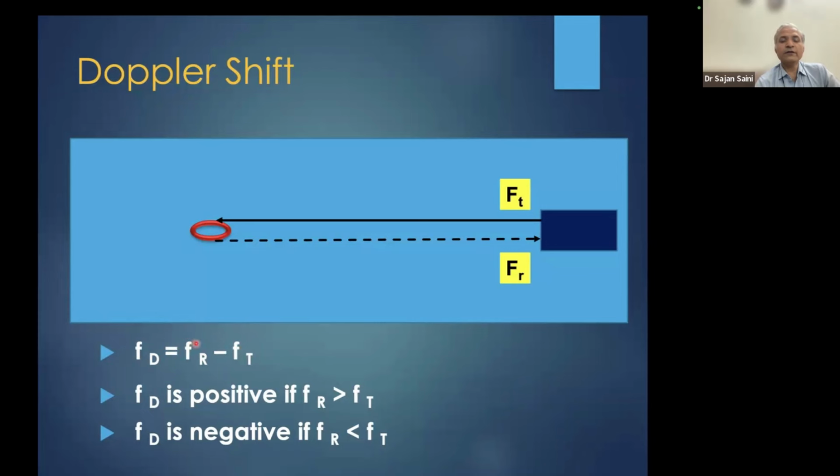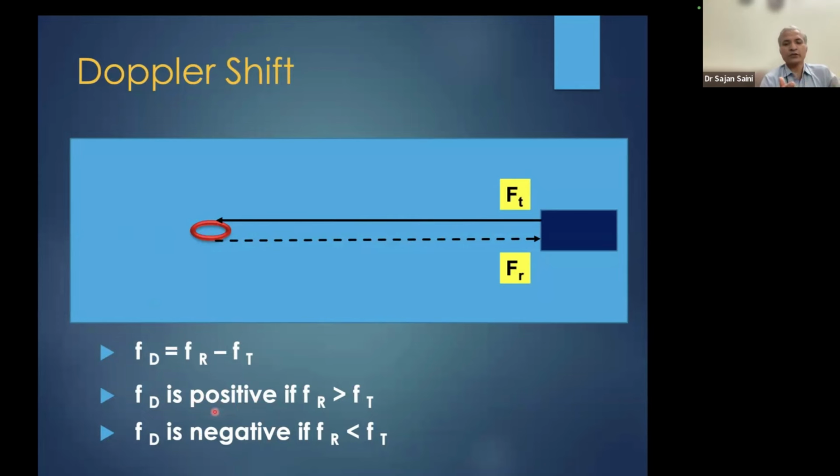If the frequency of the returned signal is higher than the transmitted frequency, then this is a positive Doppler shift. And if the frequency of the returned signal is lower than the transmitted frequency, then it is a negative Doppler shift. So if the object is moving towards the transducer, the energy is likely to be higher, and it results in a positive Doppler shift. If the movement of the object is away from the transducer, the transmitted signal is going to lose some frequency, and this is known as the negative Doppler shift.